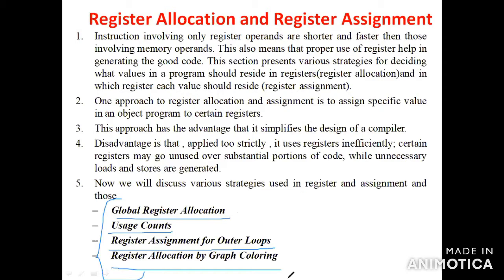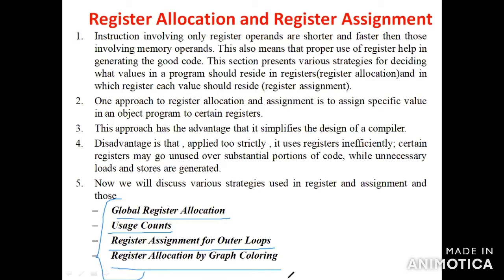We have four strategies. In the exam, if you get a question to write the various strategies of register allocation and assignment, you have to write these four strategies. The first one is global register allocation, the second is usage count, the third is register assignment for outer loop, and the fourth is register allocation by graph coloring.